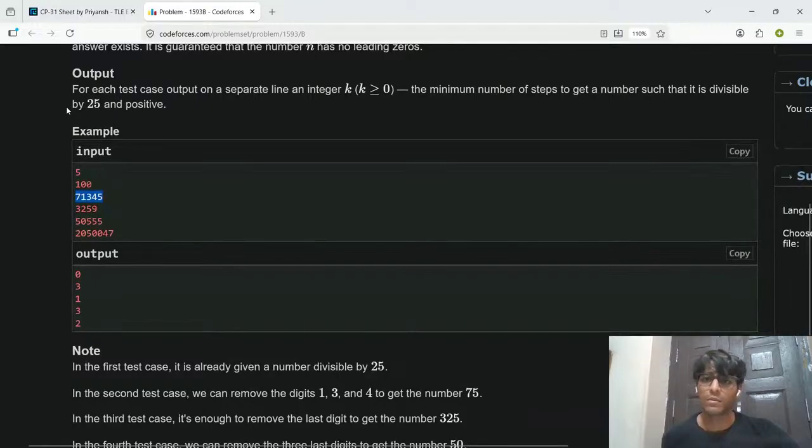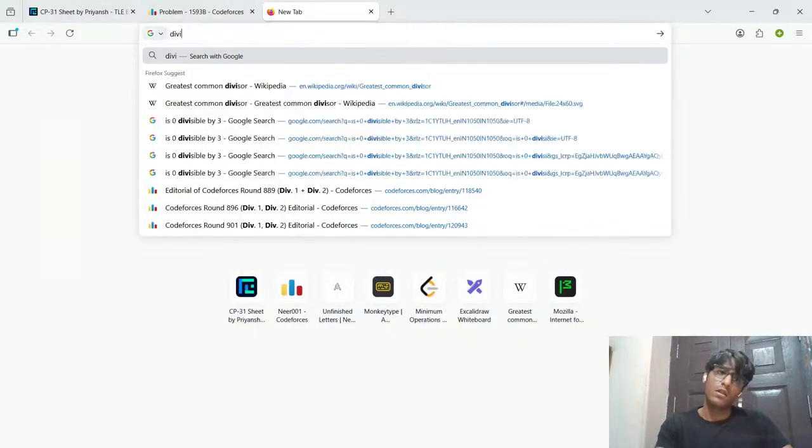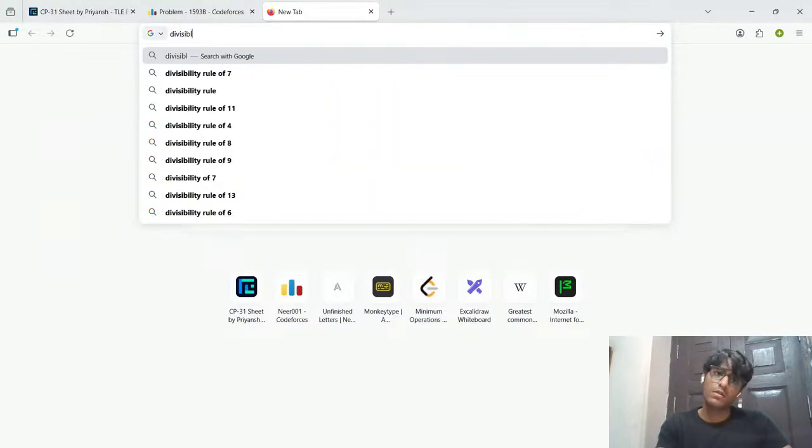You have to get the minimum number of steps to get a number such that it is divisible by 25 and positive. Divisibility by 25 is determined by the last two digits.